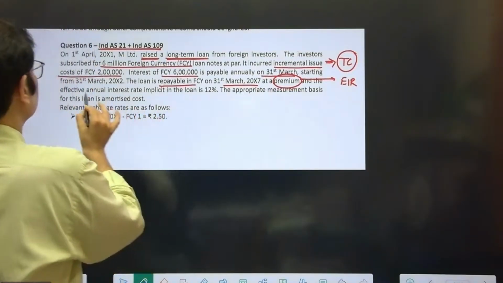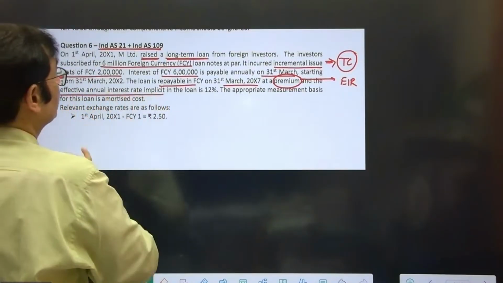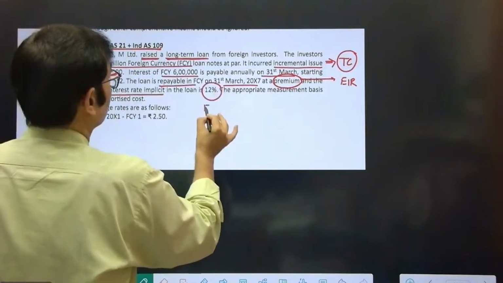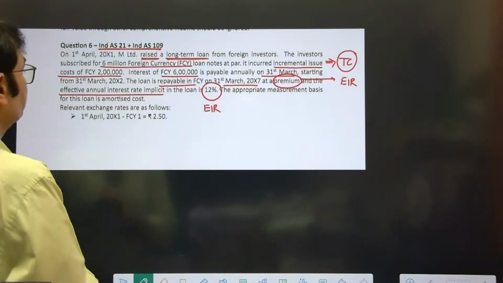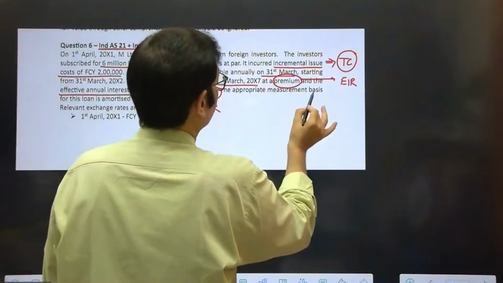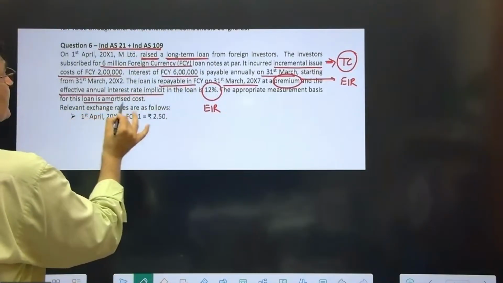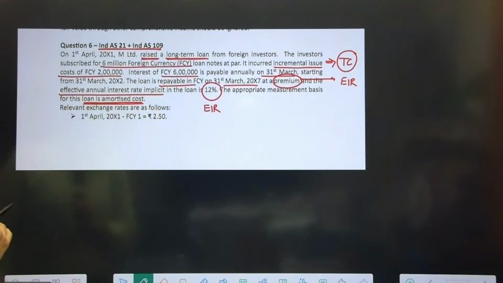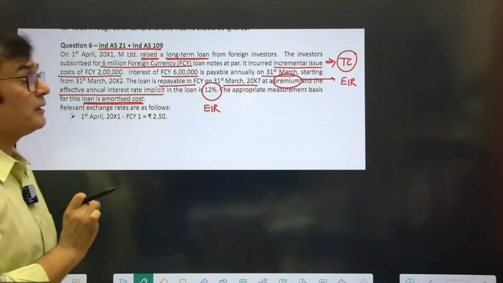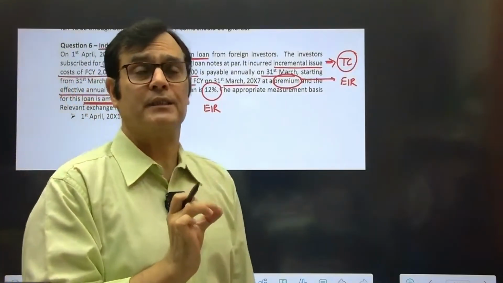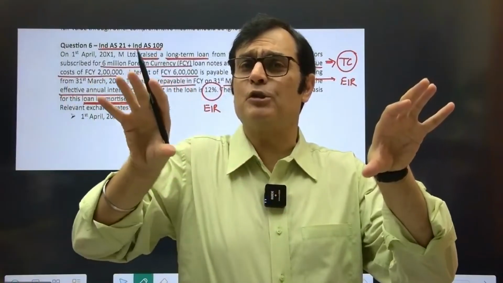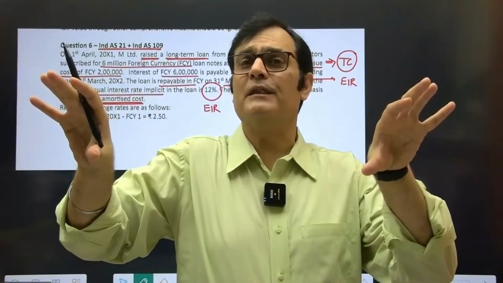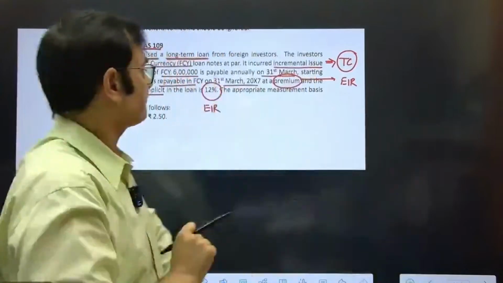And then it says the effective annual interest rate is already given to me. So he's already given you the effective interest rate considering a TC and considering that there is a premium on redemption. Then he tells you the appropriate measurement base of the loan is amortized cost. So he's already told you that this financial liability is going to be measured at AC. So basically what you do in a financial asset, take a mirror image of that, you're going to get the financial liability at amortized cost accounting.